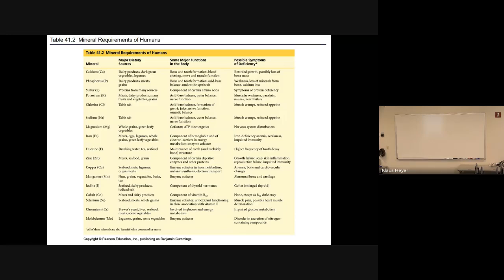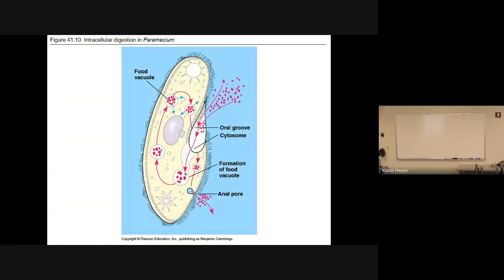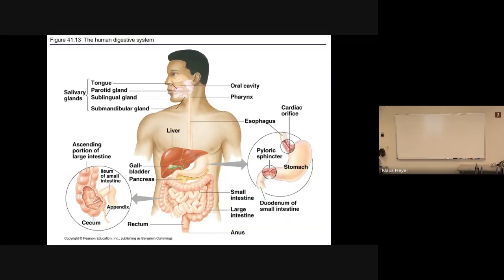So, okay, three minerals, six vitamins. Then of course we have the energy: carbs, lipids, and proteins. I'm going to skip all this and go right to the human digestive system. So there it is.